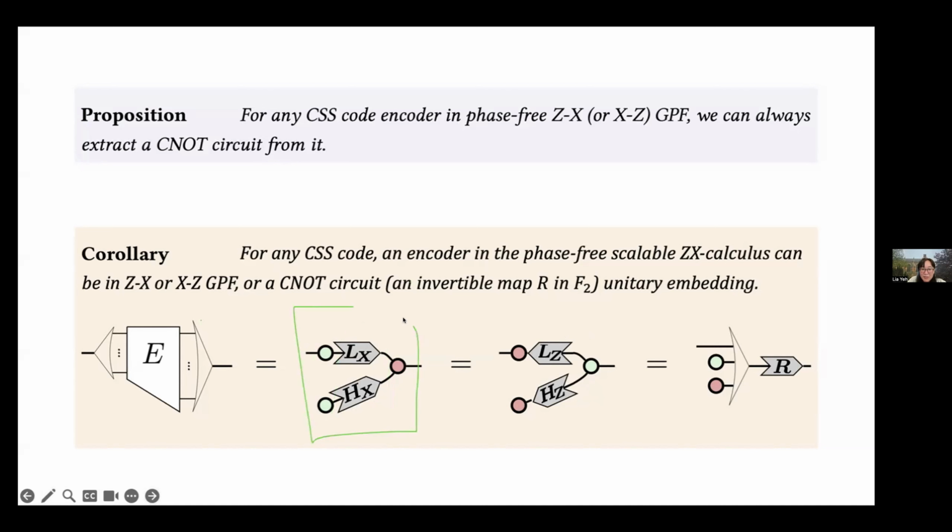This is the scalable normal form corresponding to ZX GPF. This is the scalable normal form corresponding to XZ GPF. And this is the one that corresponds to a CNOT circuit that you can describe as an invertible map. CNOT circuits are maps as invertible maps in F2, so binary matrices again that are invertible, acting on Ket plus, zero or more Ket plus and Ket 0, and so on.